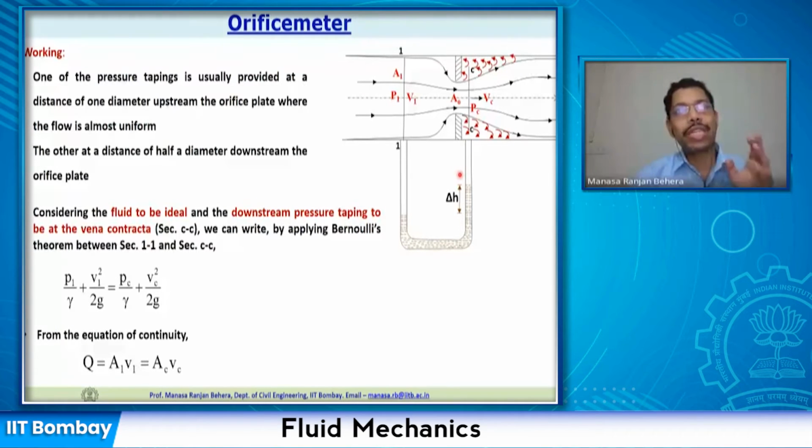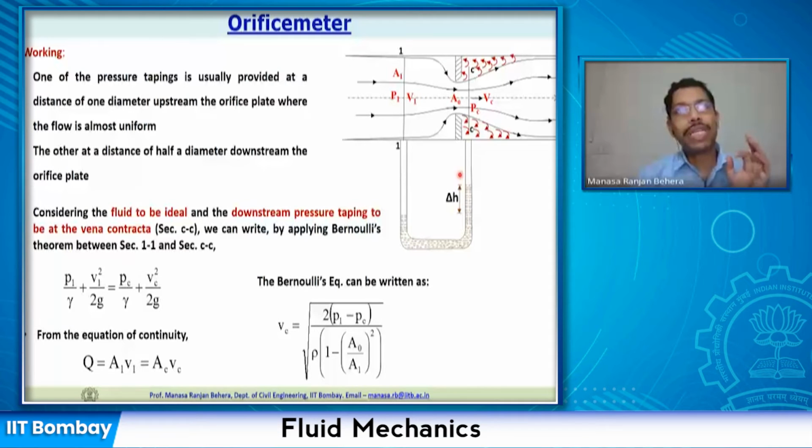Okay. So by substituting these values, we can write down Vc is equal to the square root of 2 (P1 minus Pc) divided by rho, times 1 minus (A0 by A1) square. All right. So here we know all the parameters, that is P1 minus Pc, that's the difference, delta H will give us. So A1 is known, A0 is known. All right. But if you look here, we have Ac, but here you have A0. Okay. So there is some difference.